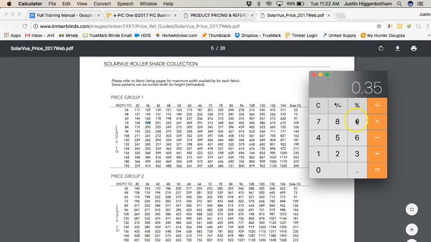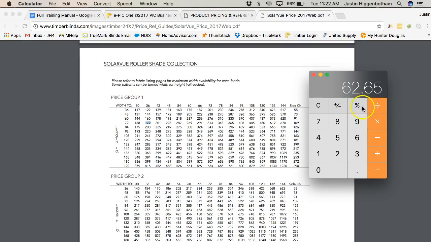It's a little bit different. That equals $62.65 plus our $4 for shipping, $66.65. That's our cost for the product, or that's what we are going to pay Timber for the product. So how I will figure out what to charge the customer, I will divide that by 0.6, and that's the cost. I would probably end up rounding that to 112 or 115, but we know we need to at least charge them that for the one shade.